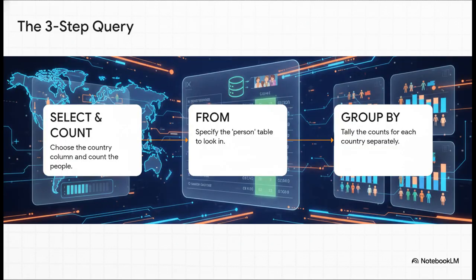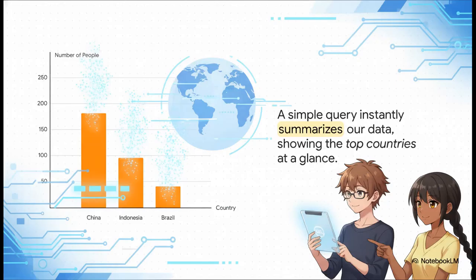You'd think that requires some super complicated command, but it doesn't. It's just 3 logical steps. First, you tell it to select the country and to count the people. Then you tell it where to look, from the person table. And here's the key. You tell it to group the results by country. So it basically puts everyone from China in one pile, everyone from Brazil in another, and then just counts each pile. And what you get back is this, an incredible insight.